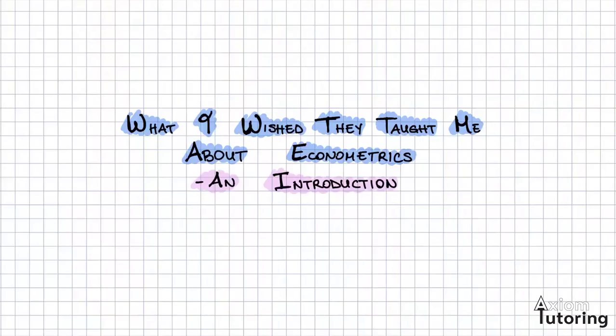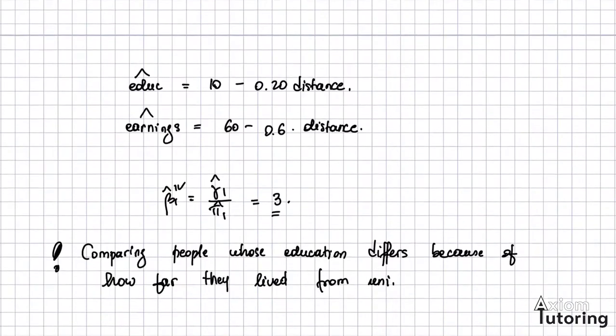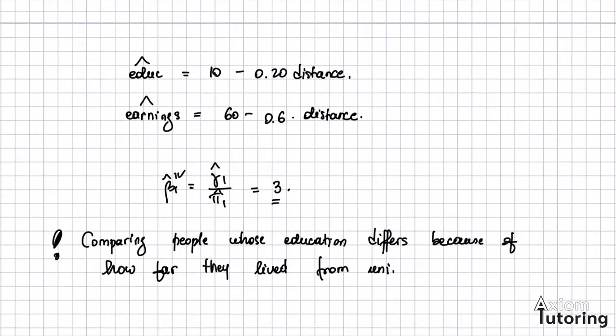In the previous video, we saw an actual calculation of the beta IV using the following model. We only used the first stage from the IV and also the reduced form in order to get to our beta IV. And one of the key takeaways for that video was that this beta IV was giving us the comparison of people whose education differs because of how far they live from uni, because the distance from uni was our instrumental variable.